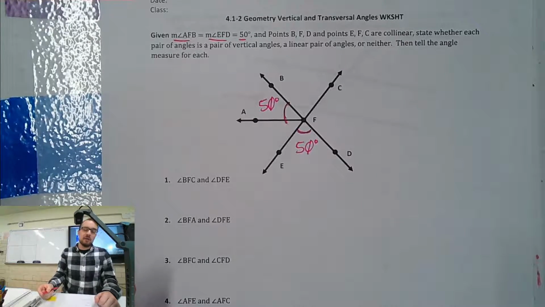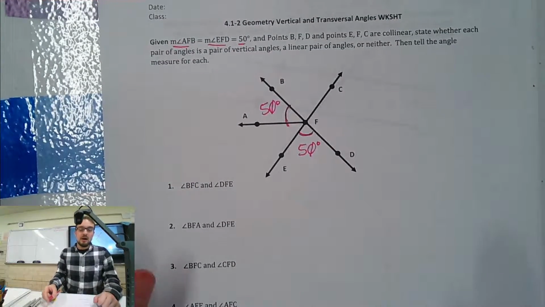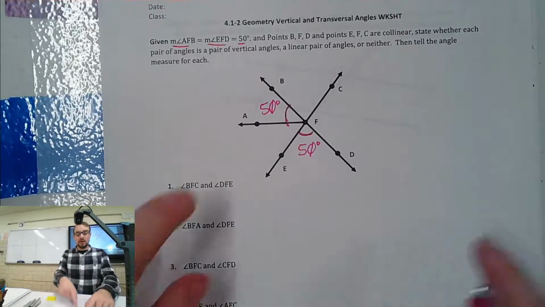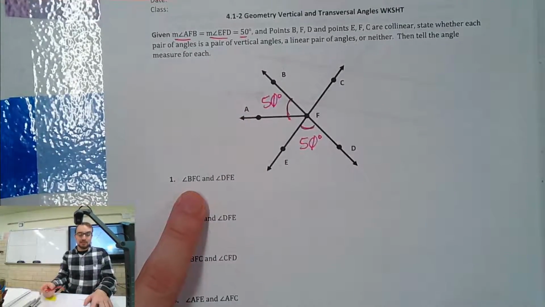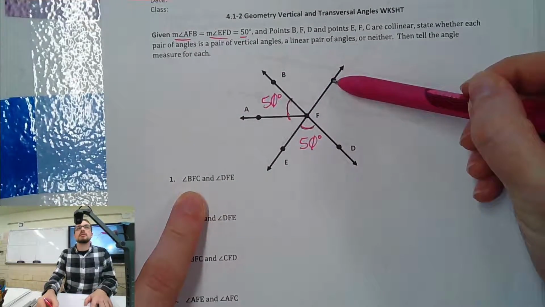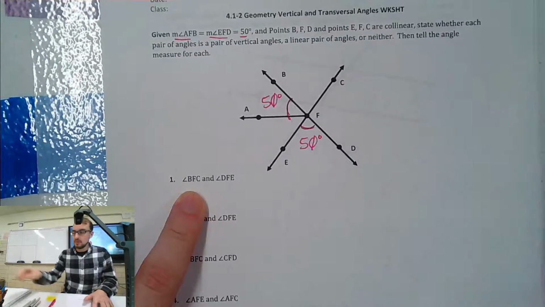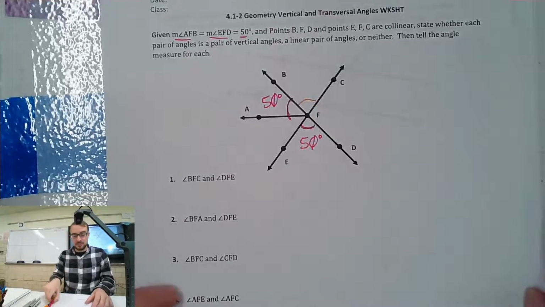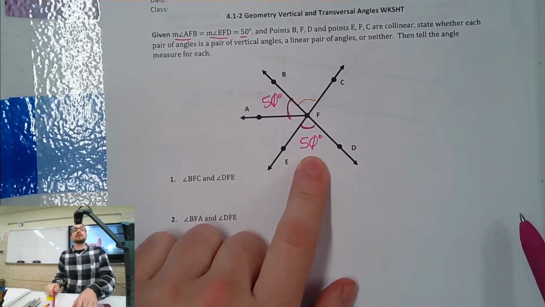State whether each pair of angles, the ones given here, are vertical, a linear pair, or neither. Then tell the angle measure for each. Well, we already got two of the angle measures down. BFC, let's do that in orange. And then DFE, already done here in pink.